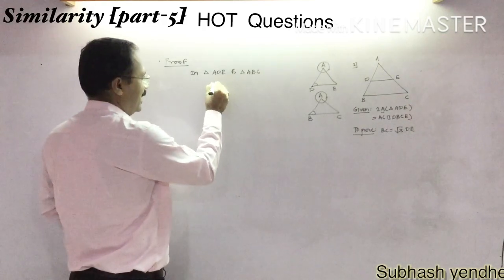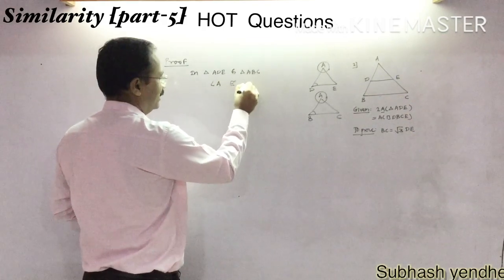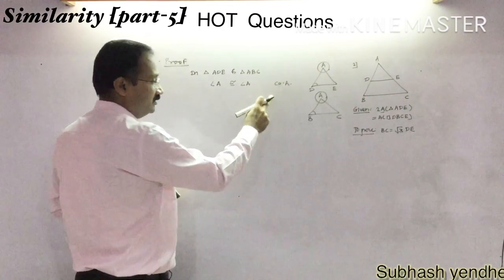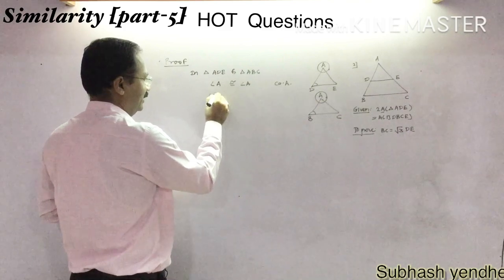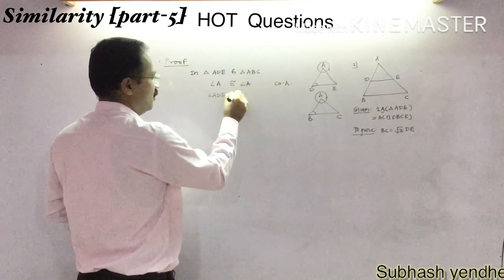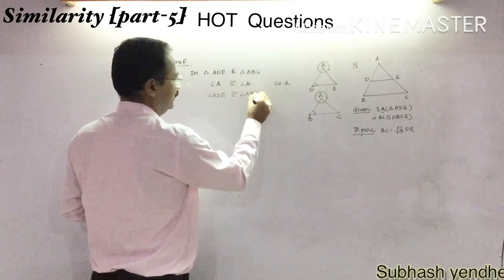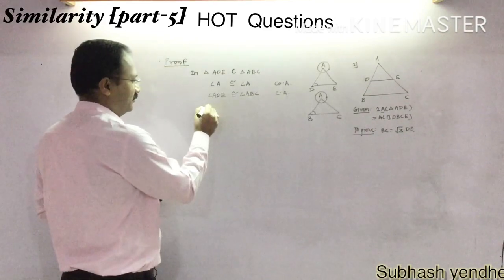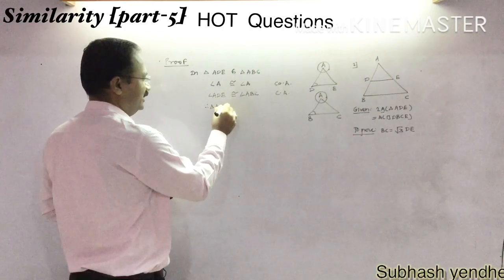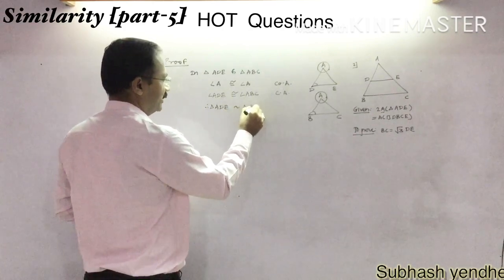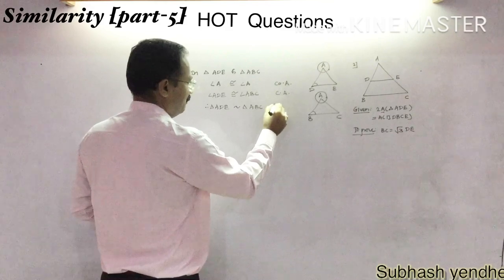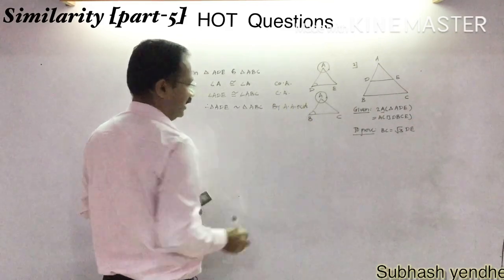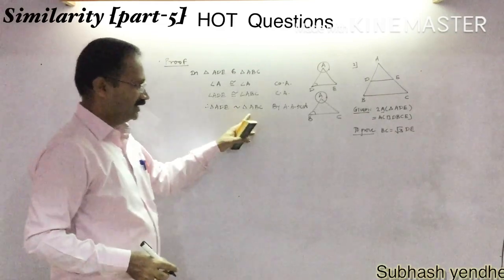So I can write angle A is congruent to angle A because this is a common angle. I have written the shortcut, but don't write shortcuts. Then angle ADE is congruent to angle ABC because they are corresponding angles. And therefore, triangle ADE is similar to triangle ABC by AA test of similarity. Therefore, these two triangles are similar.